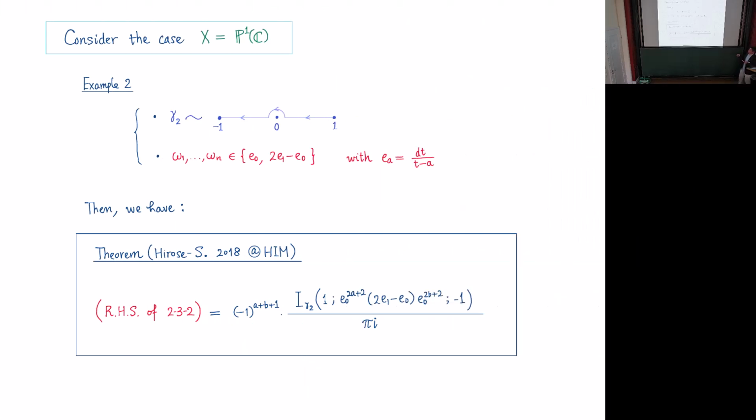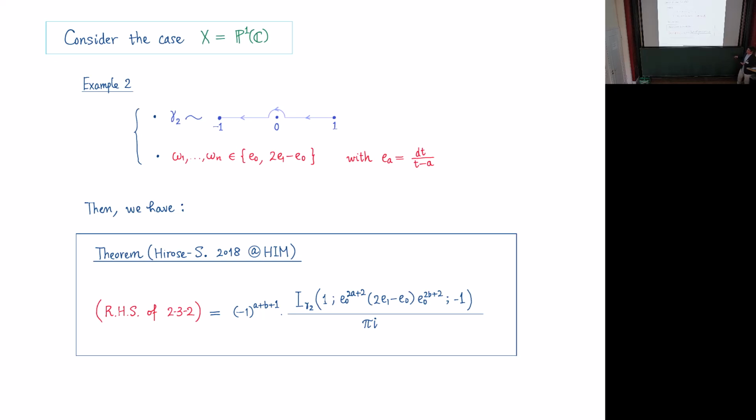And for a reformulation of the 2-3-2 formula, we need another type of path and another type of differential forms. So let gamma 2 be the path from 1 to negative 1 going along the real line, except at the origin, you encircle the origin counterclockwise on the upper plane and go to negative 1 along the real line. And suppose omega 1 up to omega n is either e0 or 2e0 minus e1, which happens to have a very nice property.